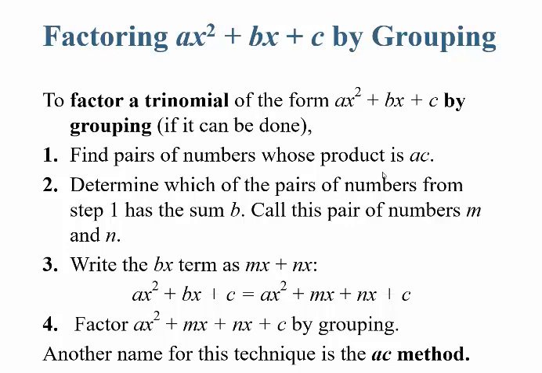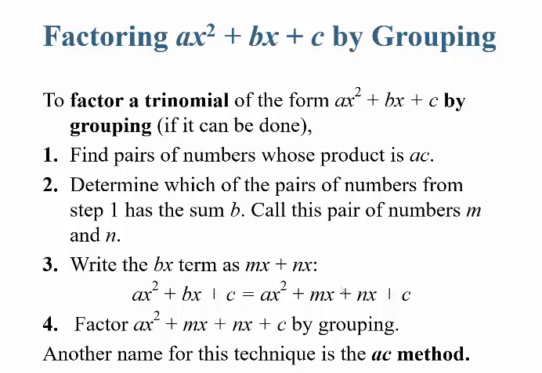So you're going to factor this trinomial by grouping if it can be done. You're going to find numbers who multiply together to be a times c. Then you're going to determine which of those ways it can be done has a sum equal to the middle term. Those two numbers that you found, we call them m and n. So then what we're going to do in step 3 is we're going to take the term bx and split the middle term and write it as mx plus nx.